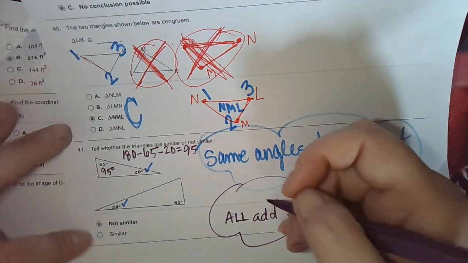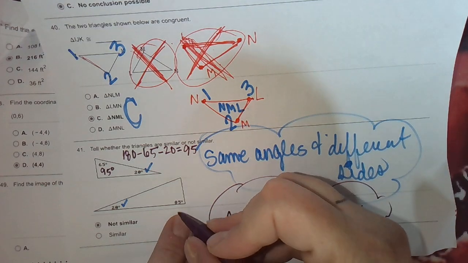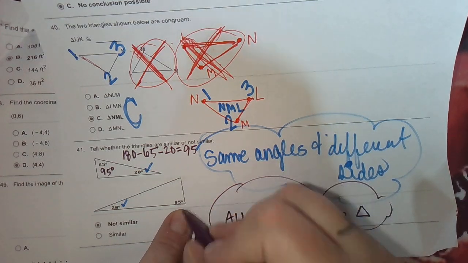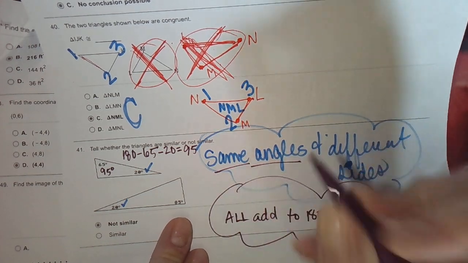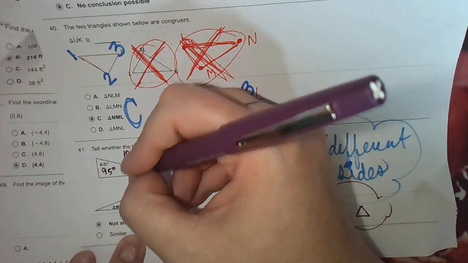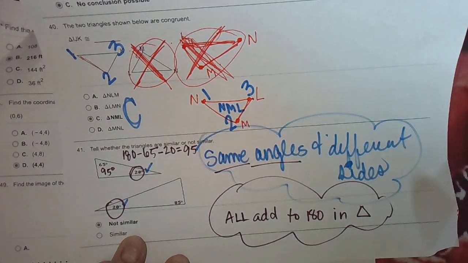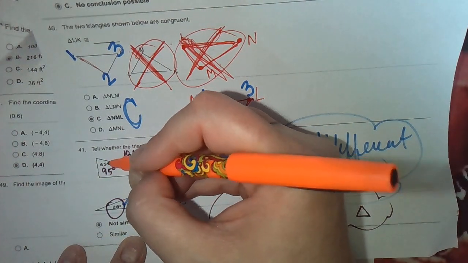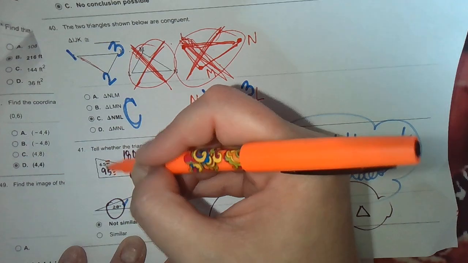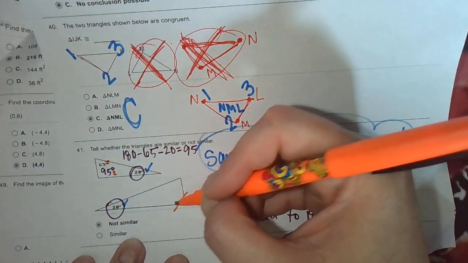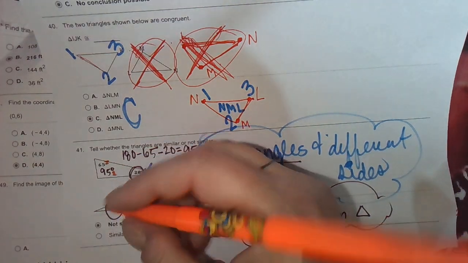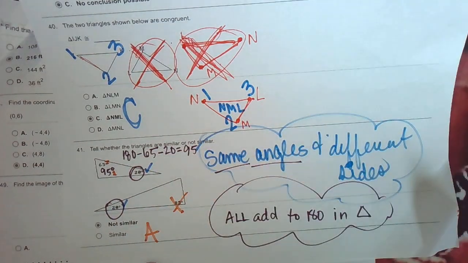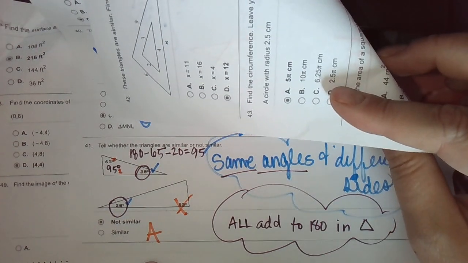Okay, well, look at this bottom triangle. It's only going to be similar if you have the same angles. Well, we thought we had the same angles with this 20, but just look at this, 95 and 65. Neither of those are the same as 85. So we do not have the same angles, so it's not similar. Okay, let's go to 42.